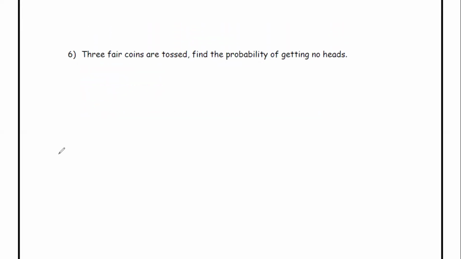Three fair coins are tossed, find the probability of getting no heads. So when you're tossing three coins, coin one, coin two, coin three, these are the 8 outcomes you'll get.